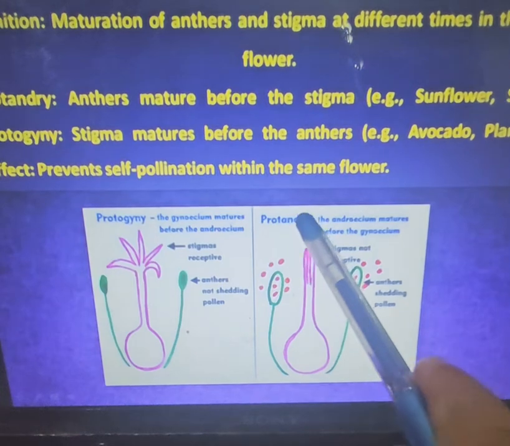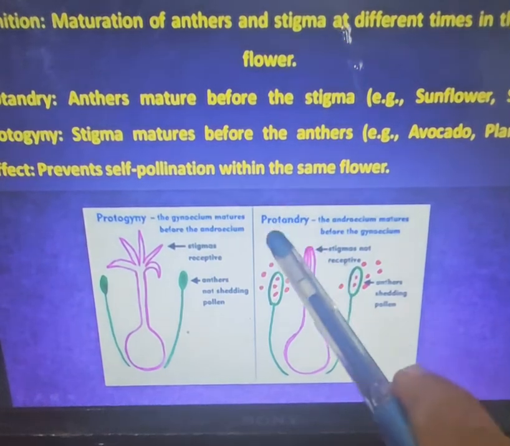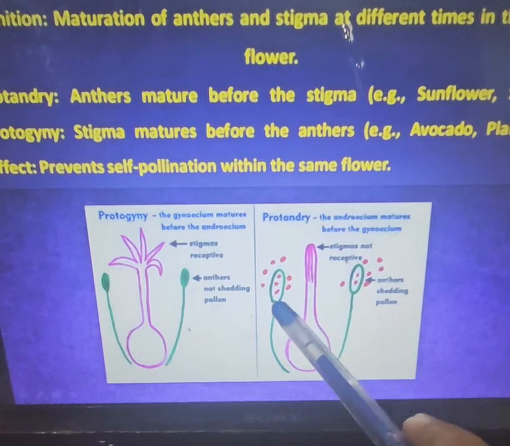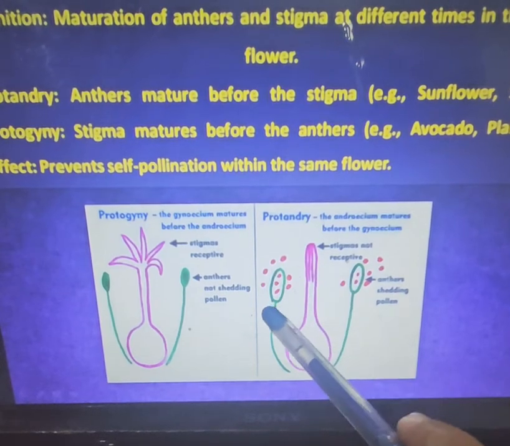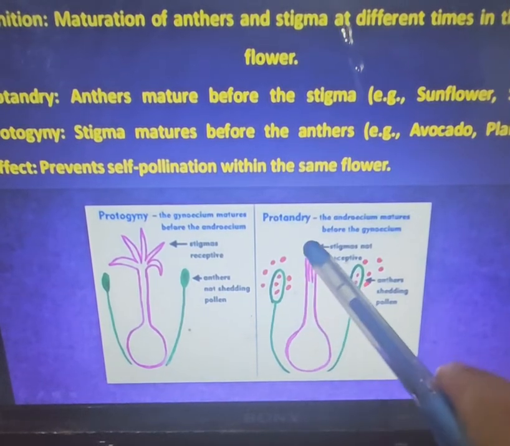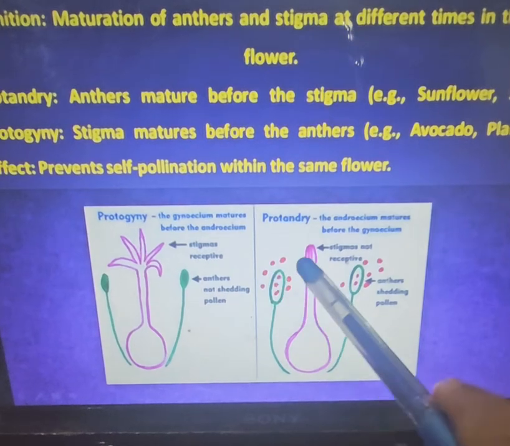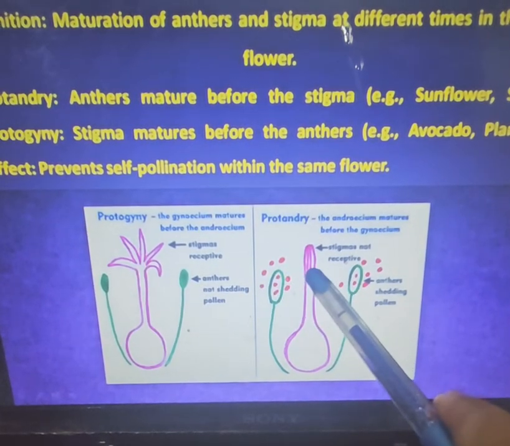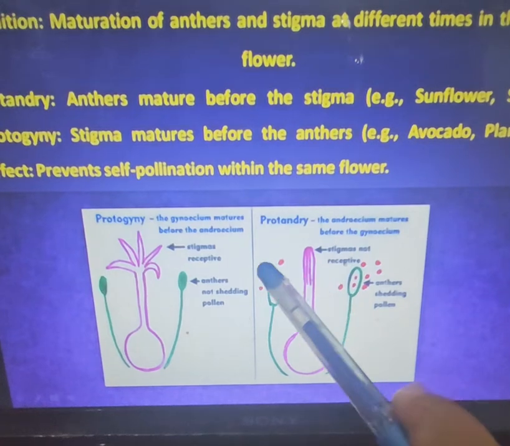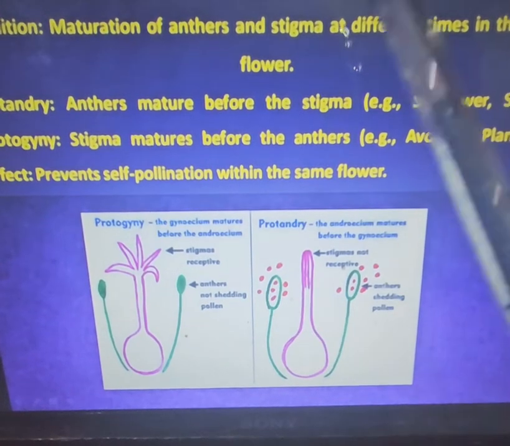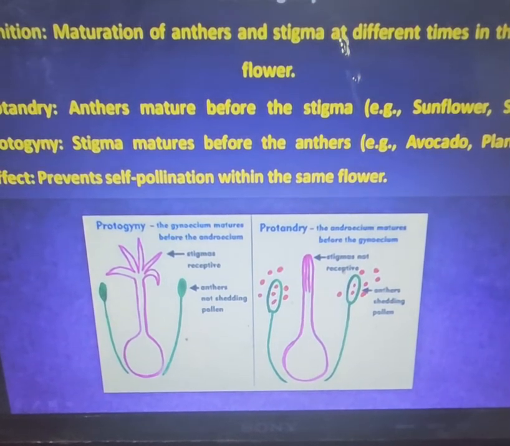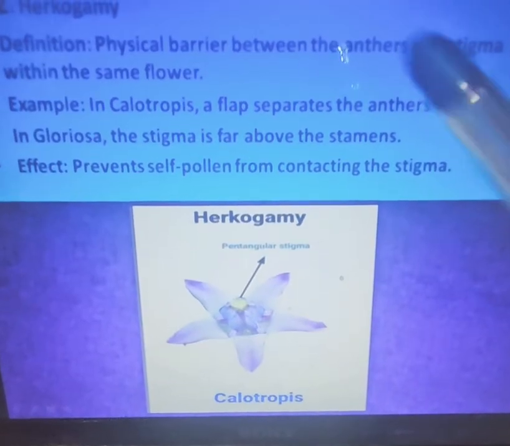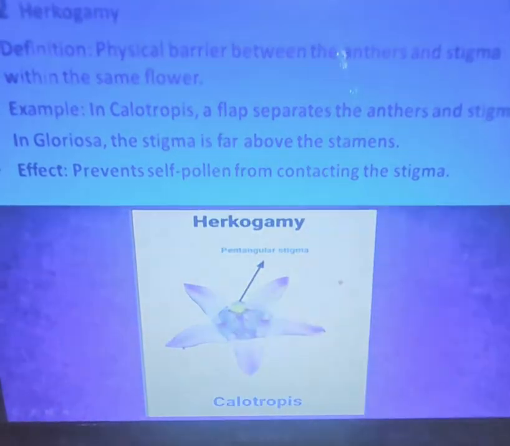Then is protandry. In case of protandry, the anthers mature. You can see from the diagram the anthers have matured, they are ready to fertilize, but the stigma is not receptive. It is not able to get fertilized by these pollen grains, so the self pollination will not occur. Instead, what will occur? The cross pollination will occur. This is dichogamy.